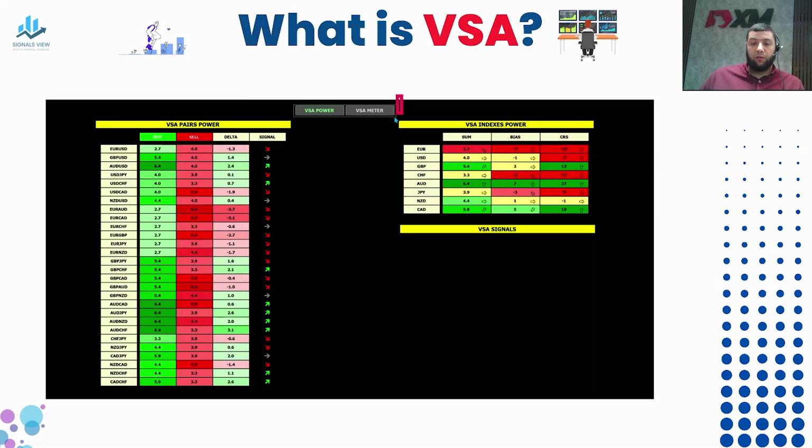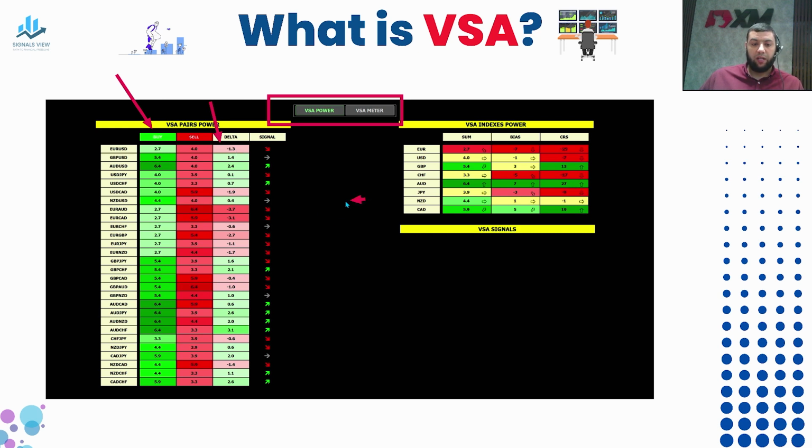The VSA has two windows right here, the VSA meter and VSA power. The VSA power is going to give you all these currencies, like, for example, the euro dollar, pound dollar. It's going to give you the buy. The strength of the buyer is 2.7. The strength of the sellers is 4. How much is the delta? It is minus 1.3. It's kind of going down, but it's weak.